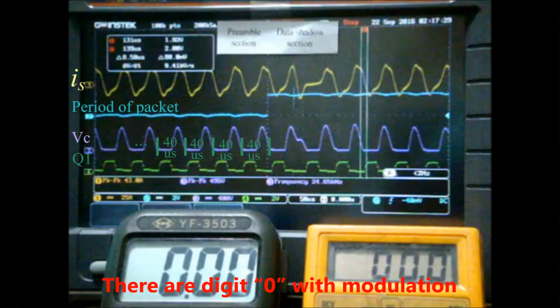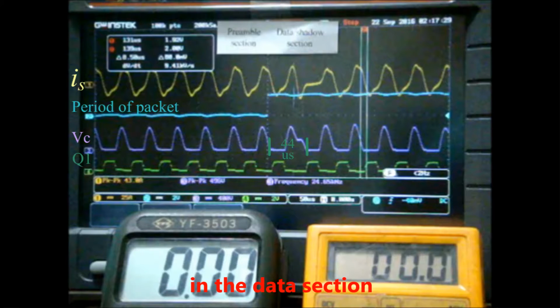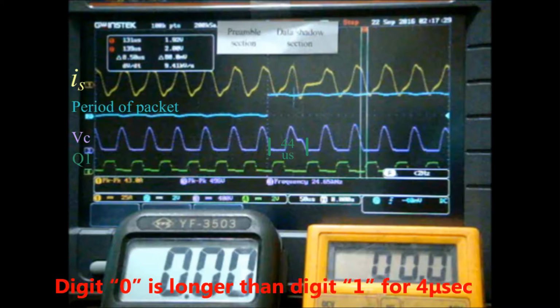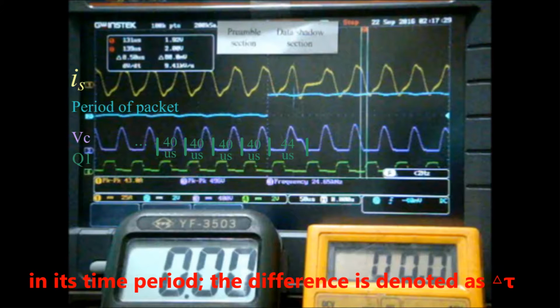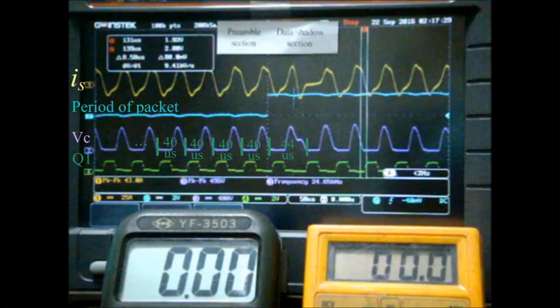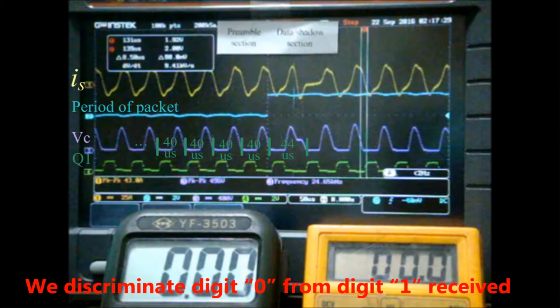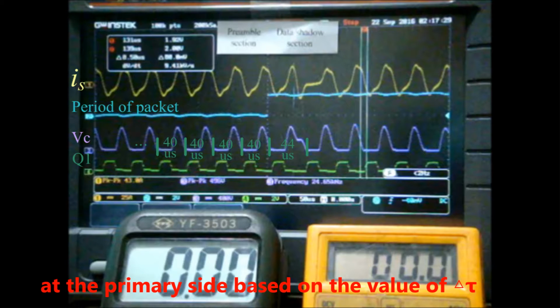There are digit 0s with modulation in the data section. The time period is 44 microseconds. Digit 0 is longer than digit 1 by 4 microseconds in its time period. The difference is denoted as delta tau. It was obtained by decreasing the duty cycle of Q2. We discriminate digit 0 from digit 1, received at the primary side, based on the value of delta tau.